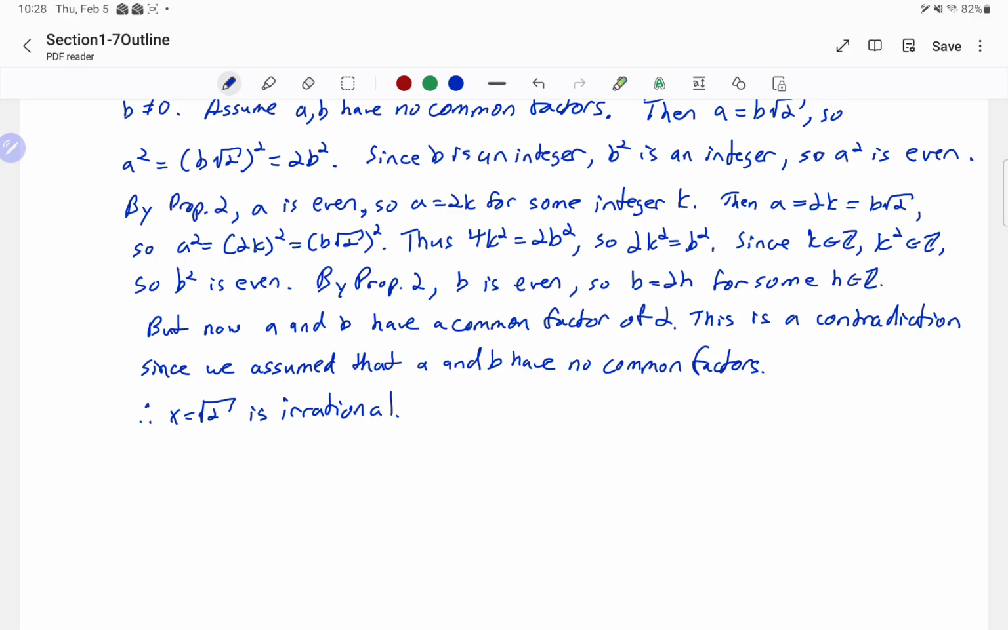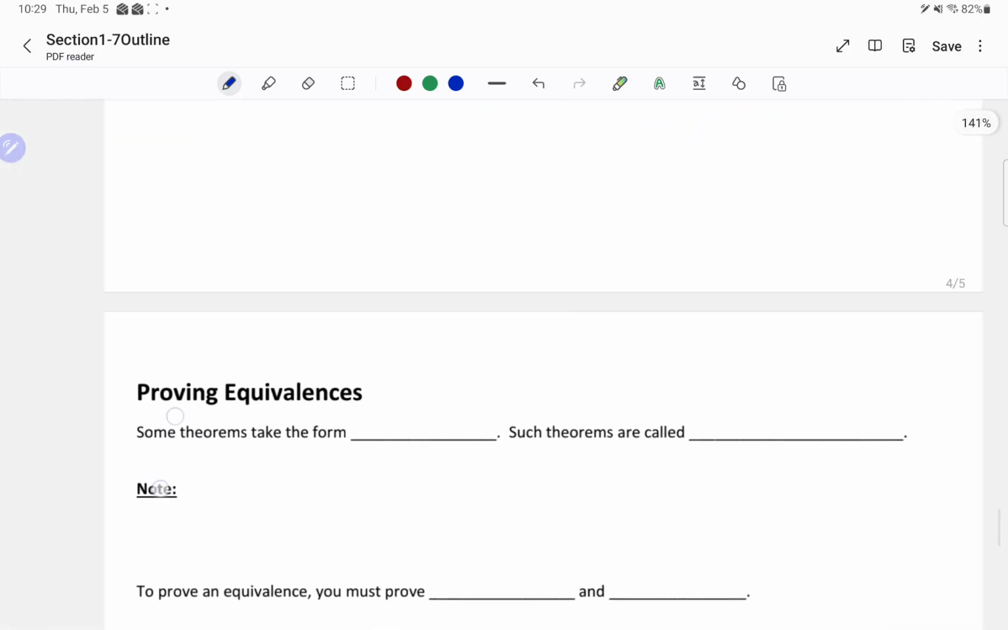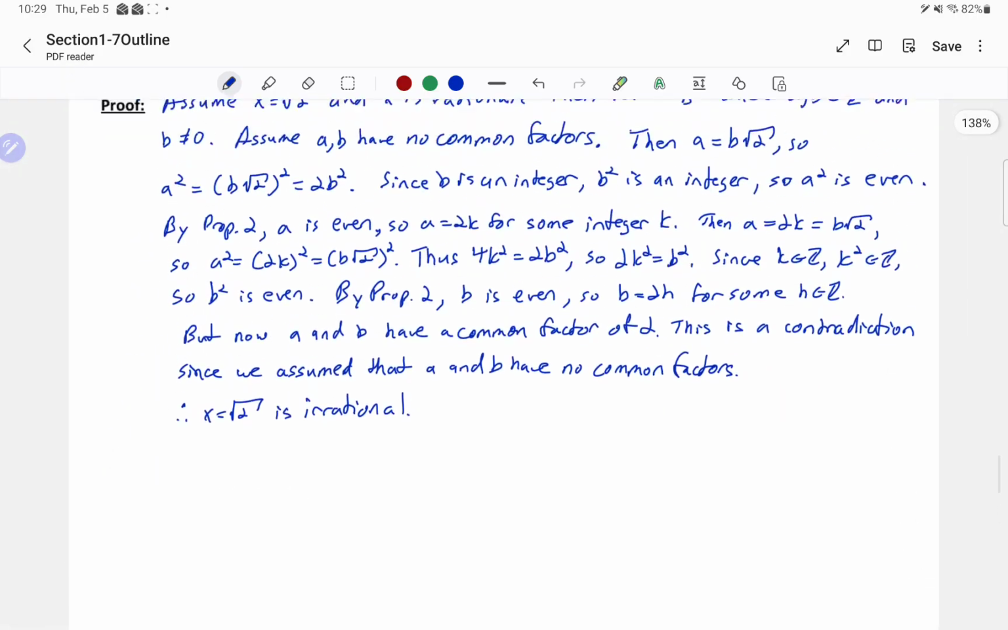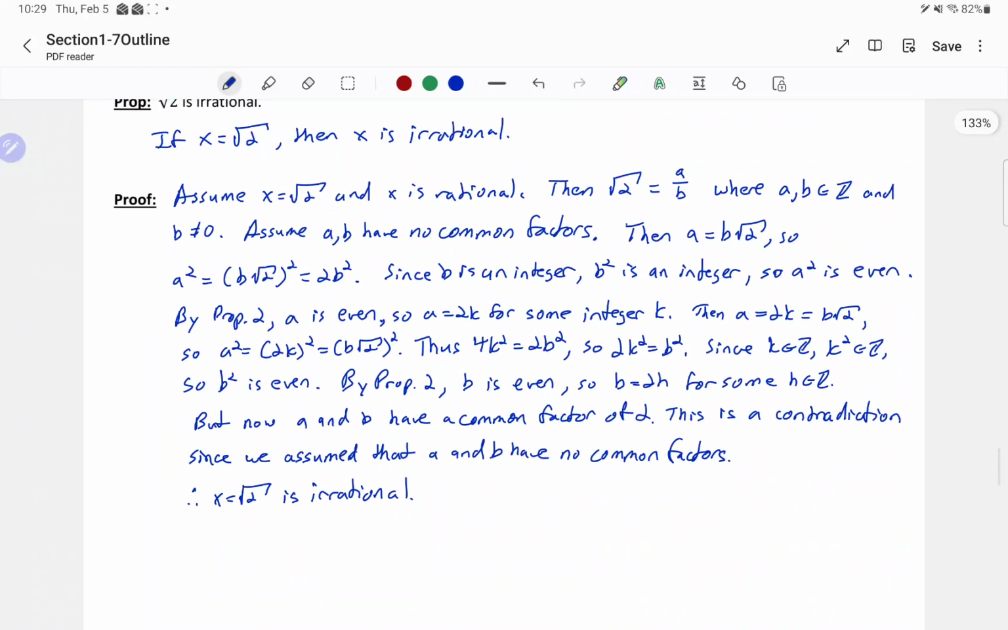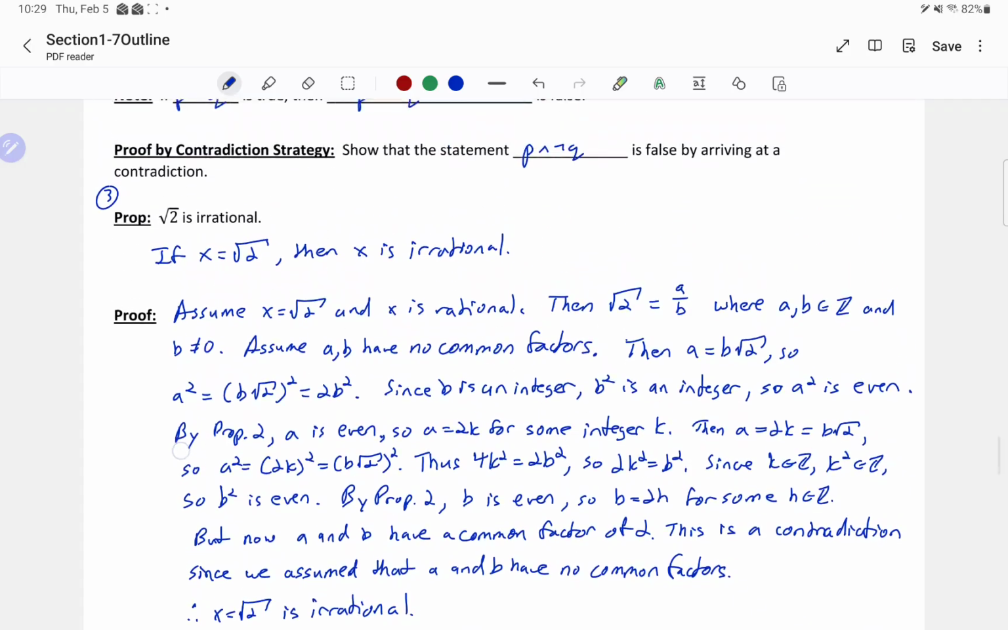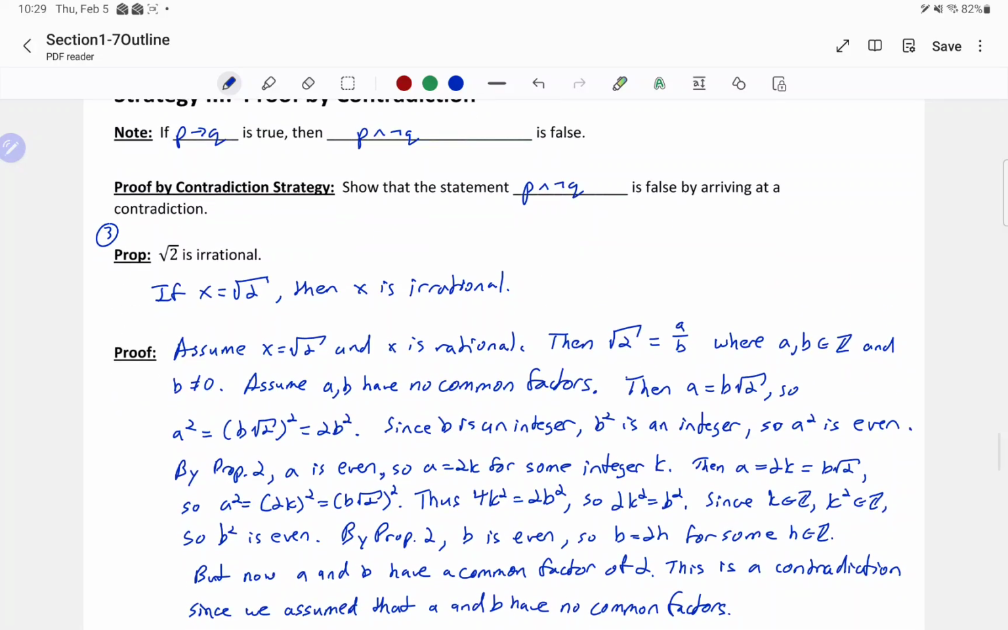All right. So that's proof by contradiction. I was going to talk about equivalences, but in the interest of time, I'd like to go ahead and get started on the next section. So we'll stop here. But the big thing to take away from this right now, and there will be a couple like this in the homework. There will be homework over this.